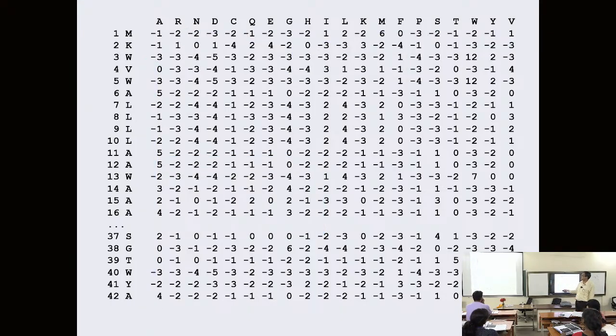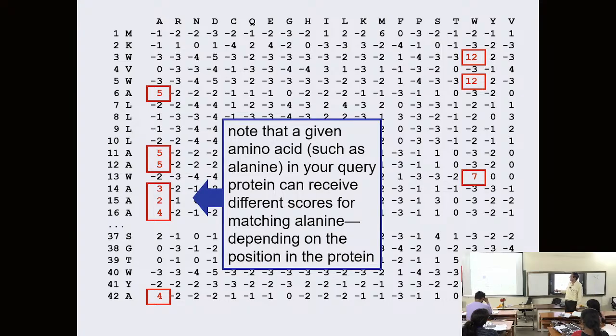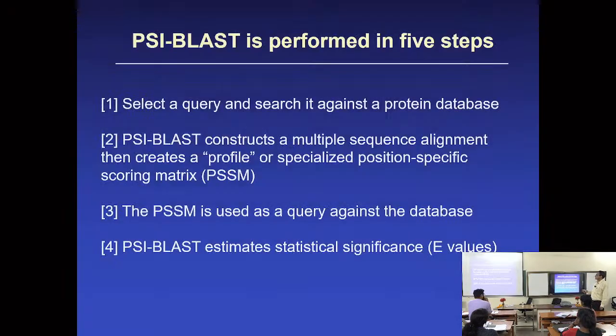So you can see that, for example, if you look at the score for A aligned to A at position 6, it is 5, position 11, 5, but position 14, 3, position 15, 2, so it varies based on the position. That is why this is called a position specific matrix. So it has more information that represents the patterns specific to that family. And similarly for the tryptophan. So this matrix is used by PSI-BLAST for identifying homologs of a query of interest.